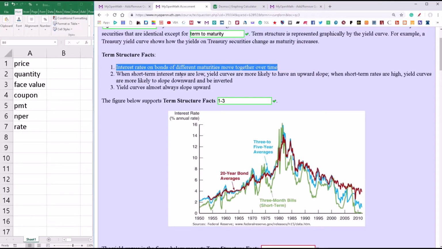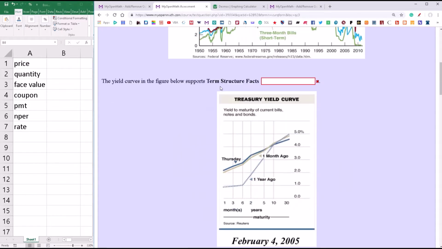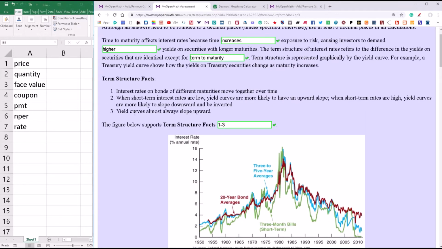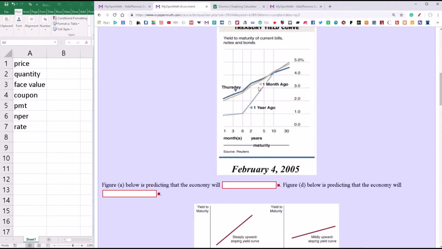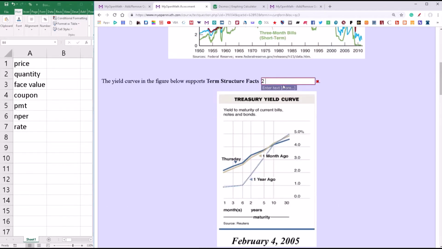When short-term rates are low, yield curves are more likely to have an upward slope. So the short-term rate here is really low. It's the lowest of the 3, and it's the steepest. So definitely 2. And what about 3? Well, all 3 of these slope upward, so I would say 2 and 3.